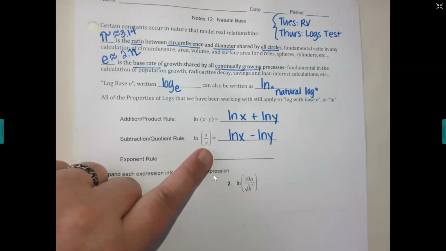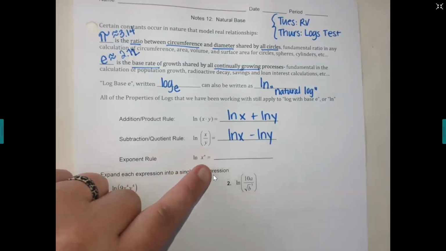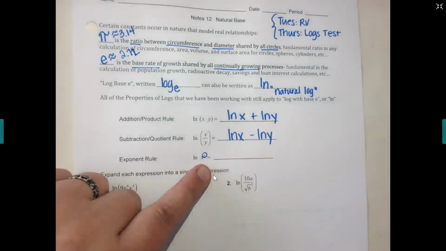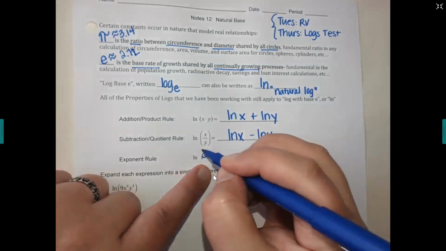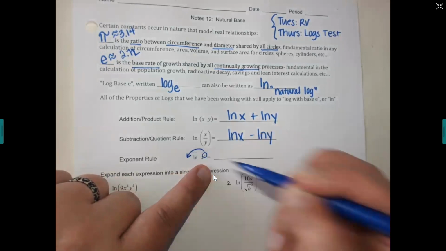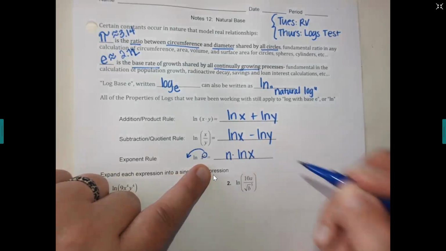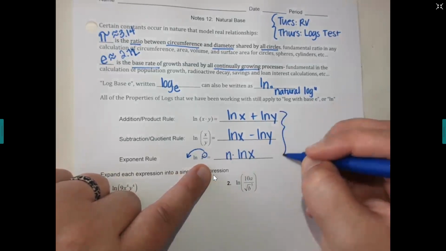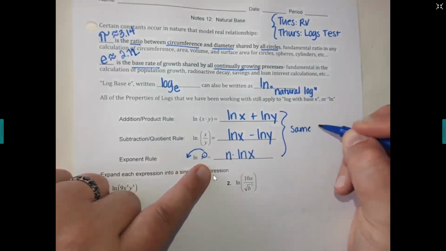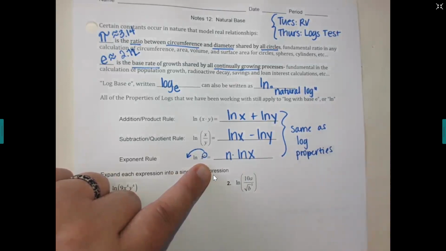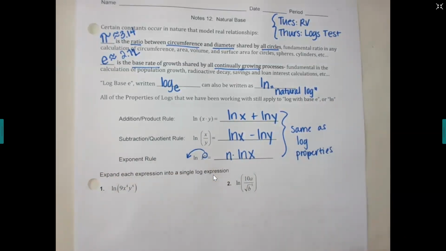Then you only have one more rule for logs. If you have a number up here in the exponent, do we remember where that number can move? To the front, very good, so it'd be n ln x. But notice, this is all the same properties that you already know, the same as log properties. Why is that? Because an ln is also just another type of log.